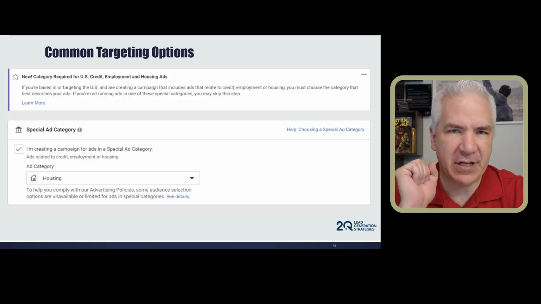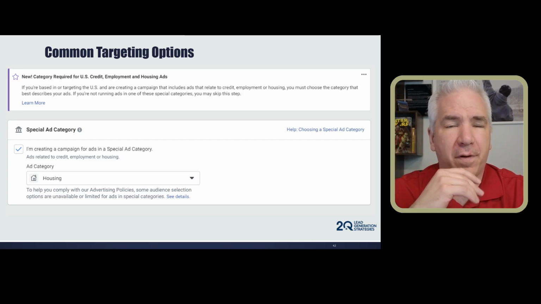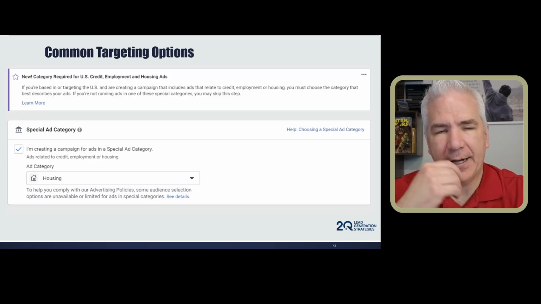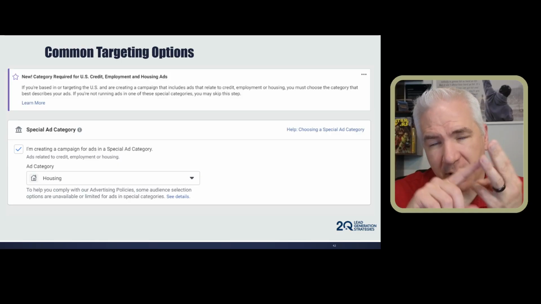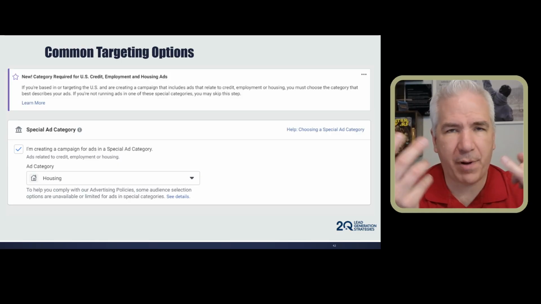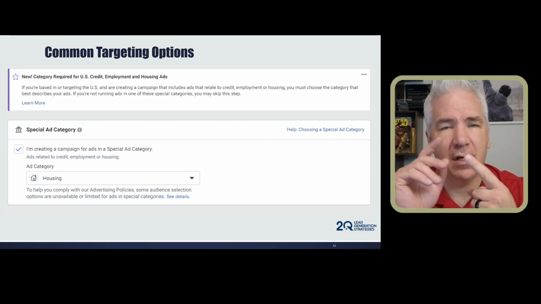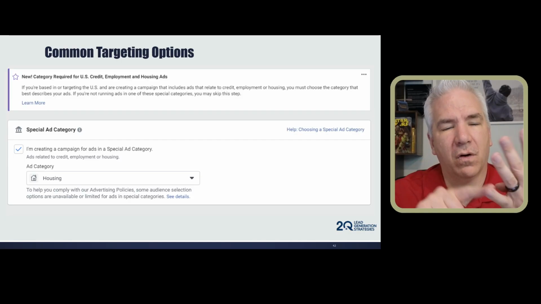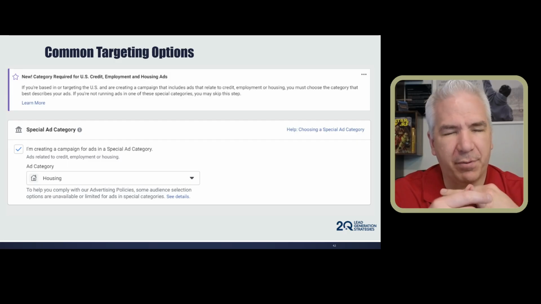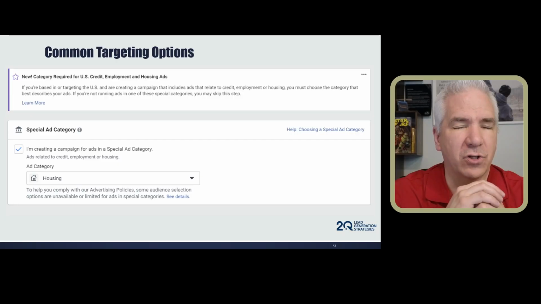that have advertising regulations, right? Real estate is one of those. There's 4 of them on their system right now. So housing, credit, employment, and social issues or politics. So if you're advertising in any of those 4 categories, then you have to check the box that it's a special ad category and select which one.